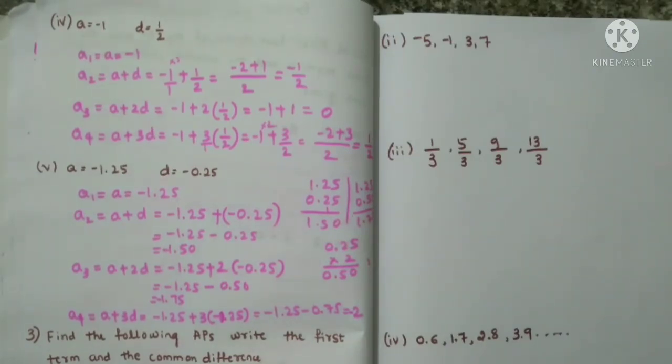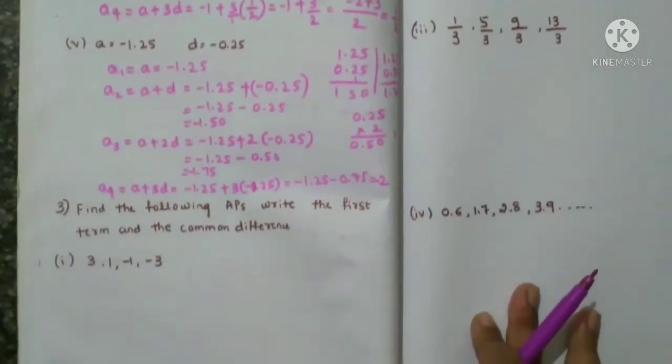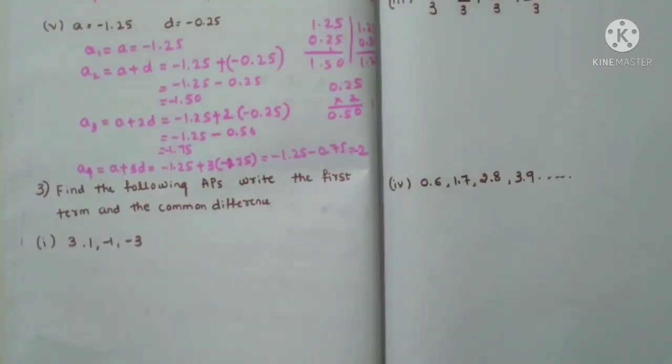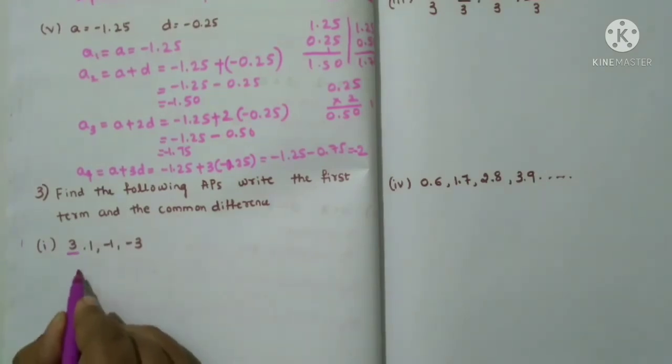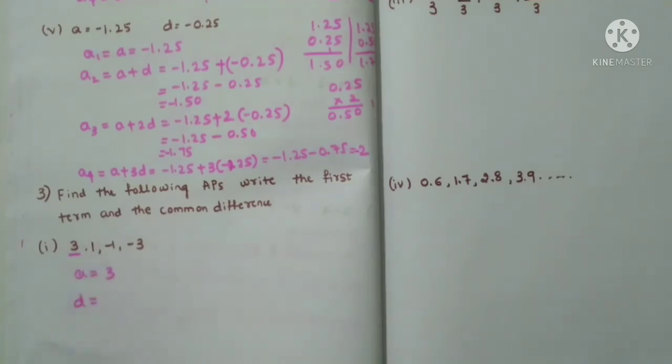Next, we'll see the third main of the first exercise. That is the third main they have given here. Just observe here: find the following APs, write the first term and the common difference. In the following APs, find the first term and the common difference. They are saying here first term is A, A is equal to 3. How are we going to find D? Second term. They told here these are already APs. No need to find whether the given sequence is AP or not. They didn't ask here. They are only saying the AP is given, find the first term and common difference.